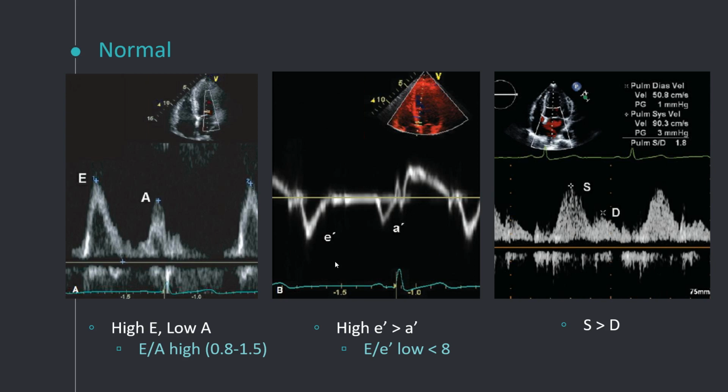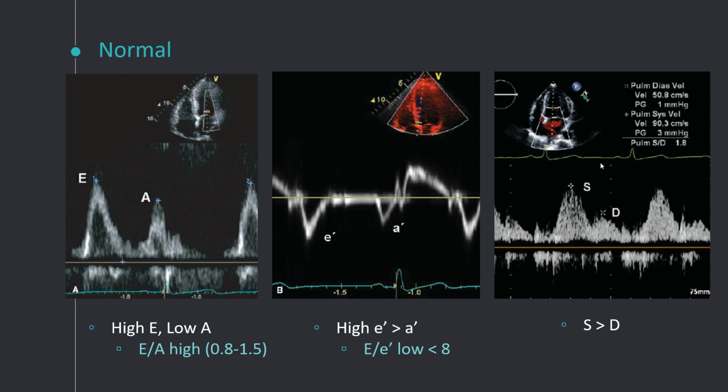If you look at the tissue Doppler, we mostly look at the E prime, as I said. So E prime is going to be normal, and it's going to be high. So the E to E prime ratio is not going to be high because your E prime is not going to be low. It's at the denominator, so you have to inversely think about it.